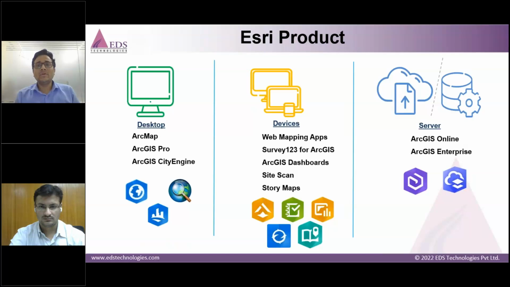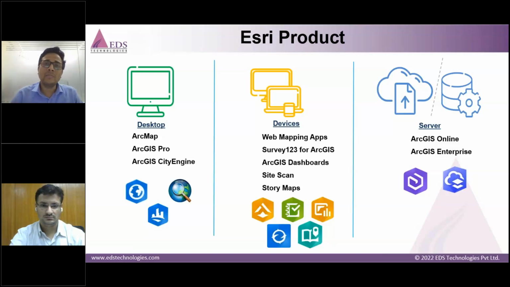Now we're going to discuss the products. So Esri offers different sets of products. For our simplification, we divided them into three parts, which are desktop, devices, and servers. Desktop applications are standalone software installed on a laptop or any desktop, where you upload your data, do analysis over it, and share that data. So these are the desktop applications.